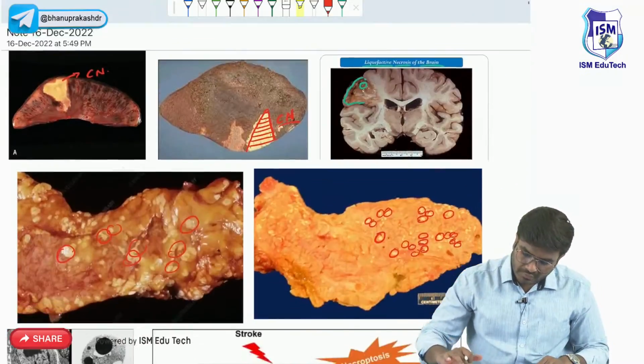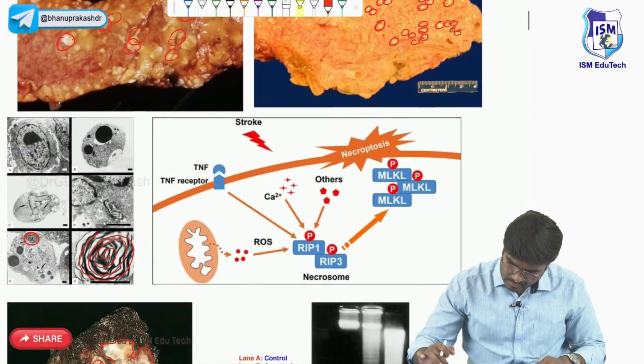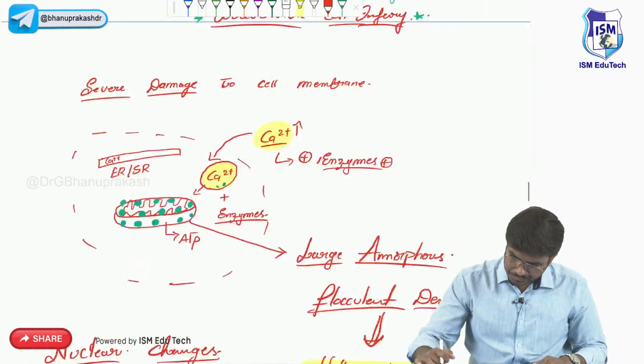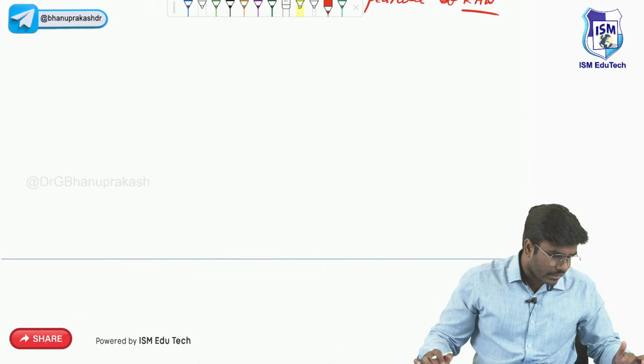Let me show you the image of fibrinoid necrosis here. Okay, actually I forgot to place the image. Anyway, I just forgot to place the image. I will show you in the later class.